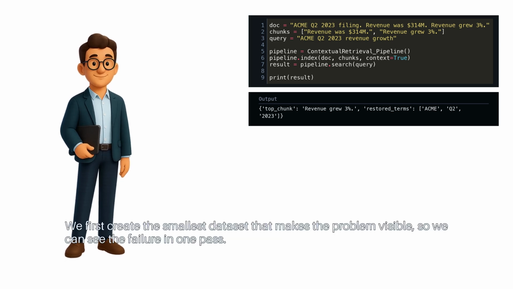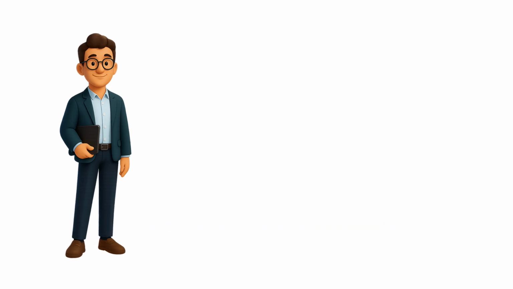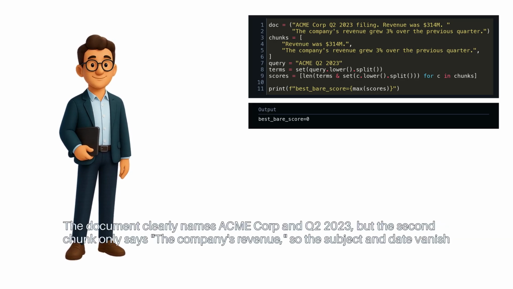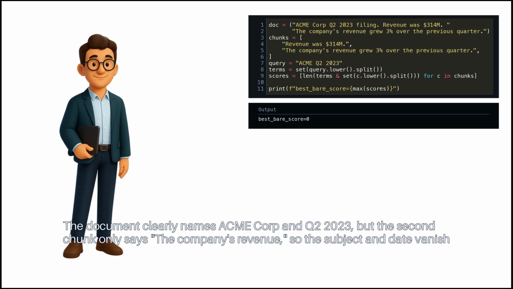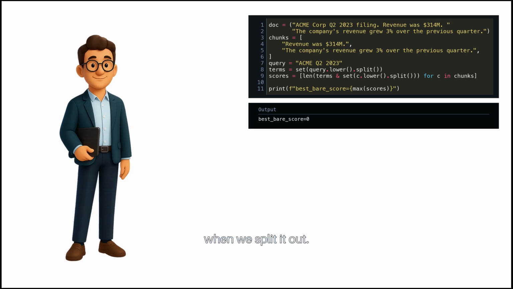We first create the smallest dataset that makes the problem visible, so we can see the failure in one pass. This snippet makes the retrieval failure visible with the smallest possible dataset. The document clearly names ACME Corp and Q2 2023, but the second chunk only says the company's revenue, so the subject and date vanish when we split it out.